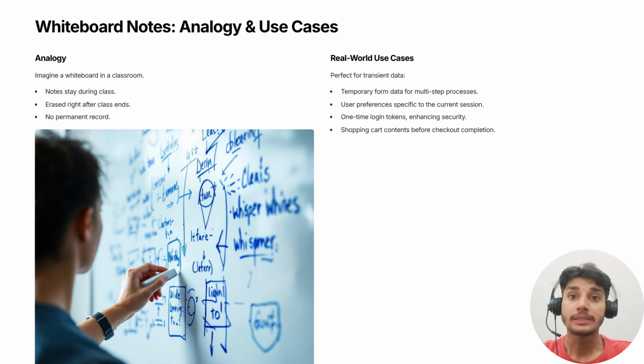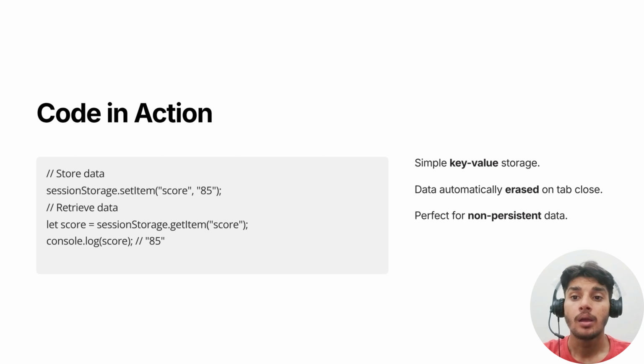This means session storage is perfect for temporary form data, tab specific themes or short-term tokens while a session is active. Here's a quick example. Use sessionStorage.setItem to store a score and getItem to retrieve it. The data is stored as a string and will automatically vanish when the tab closes. Super helpful for short lived data.